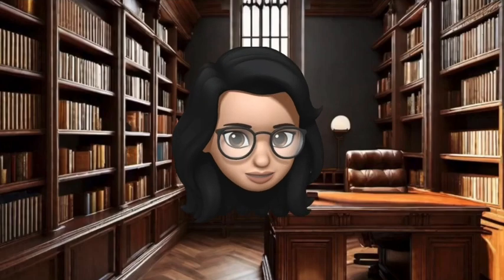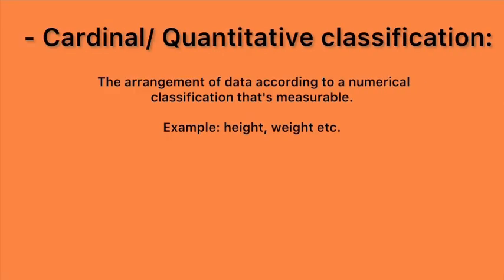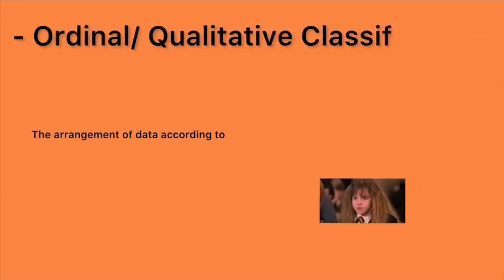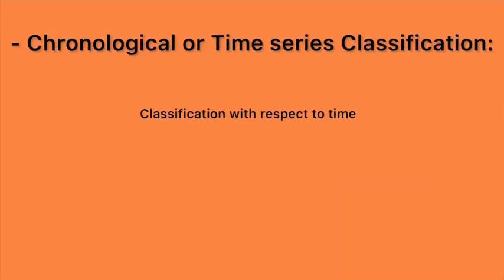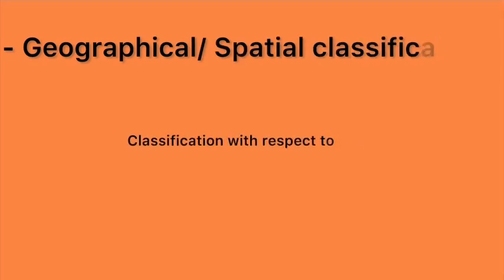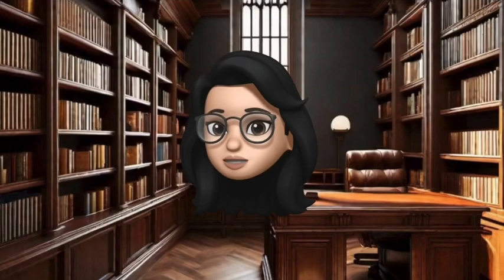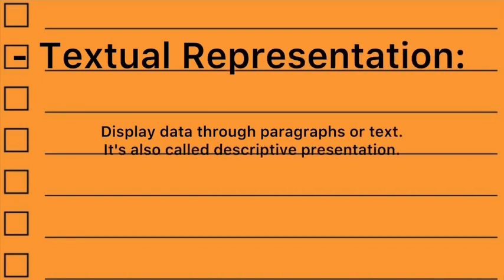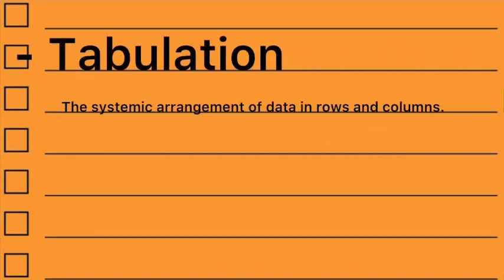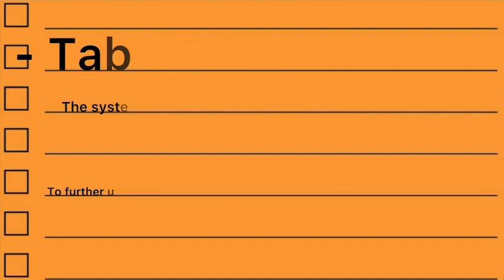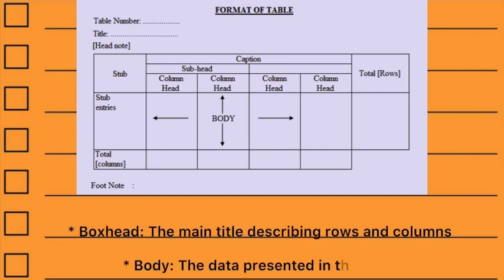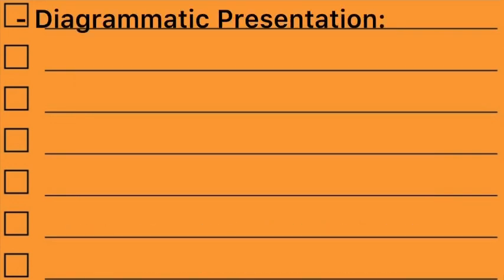Now let's look at the classification of data. Cardinal or quantitative classification, ordinal or qualitative classification, chronological or time series classification, geographical or spatial classification. There are many different ways of arranging the data we collect, and they are textual representation, tabulation, don't forget to look at the table, diagrammatic presentation.